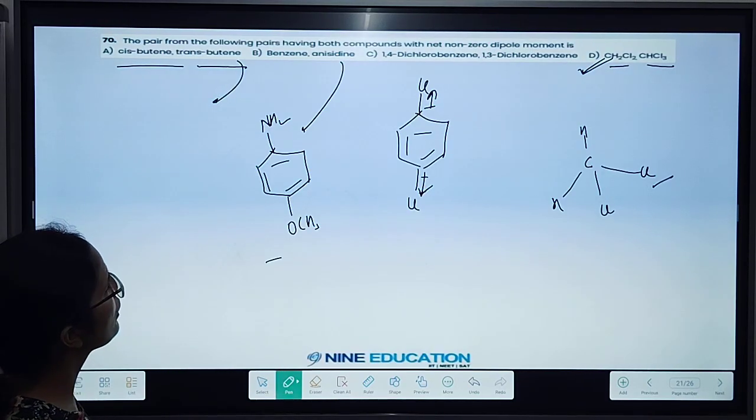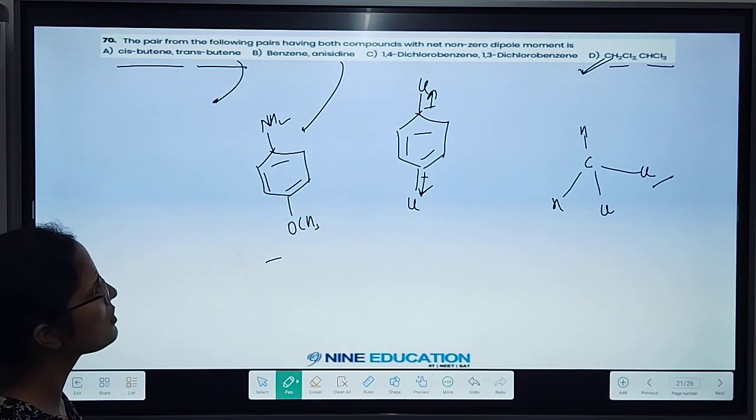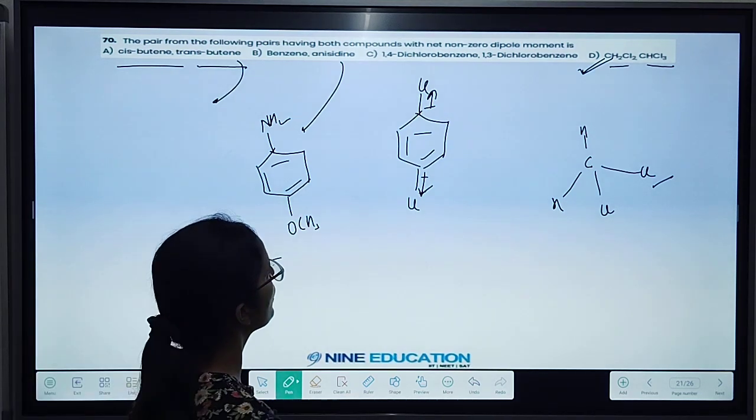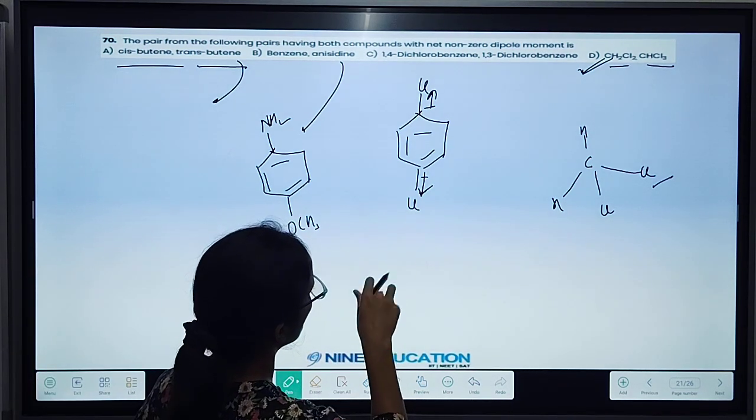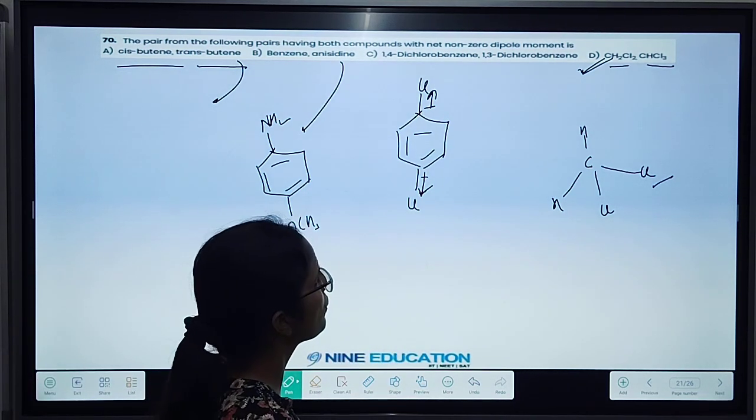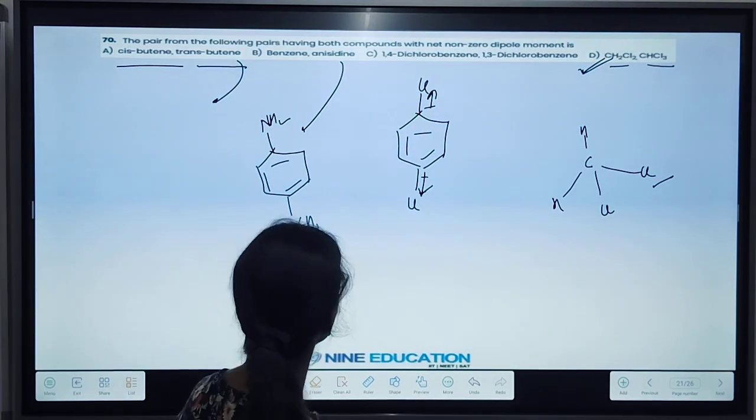But benzene will have a zero dipole moment, so this B option cannot be the answer. In the same way, C is 1,4-dichlorobenzene, so that cannot be the answer. The correct answer will be option D.